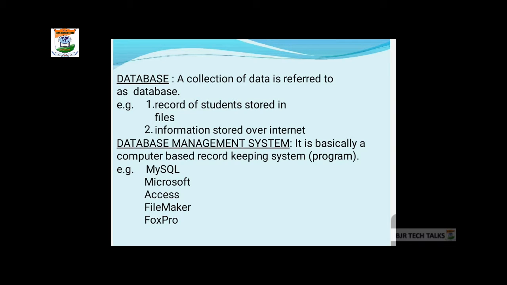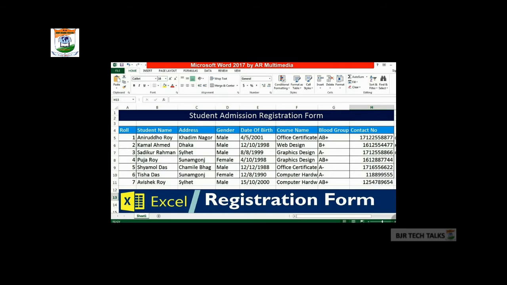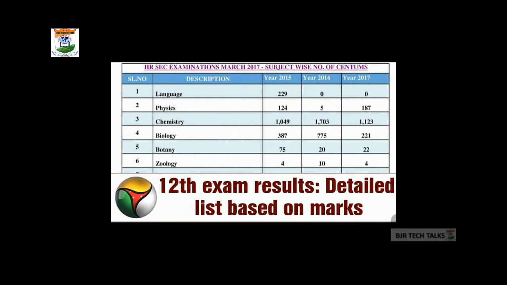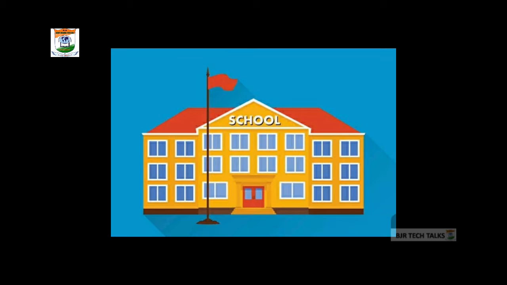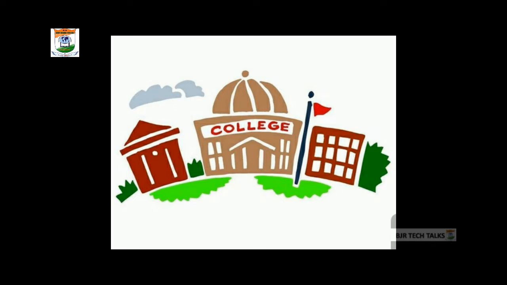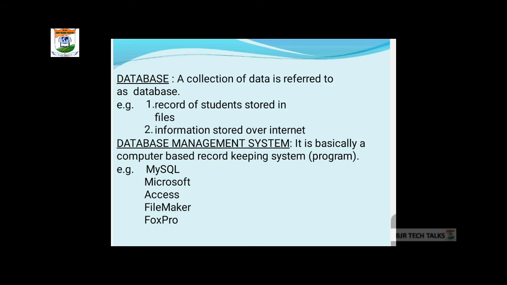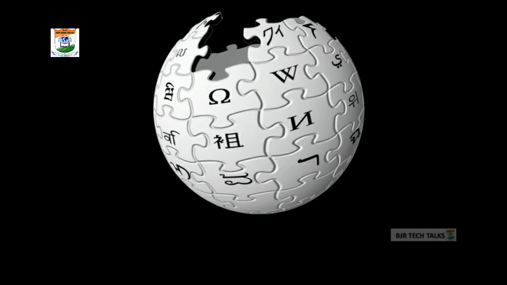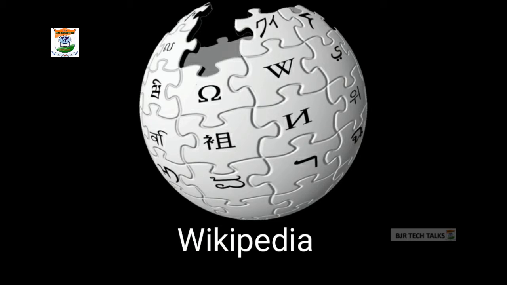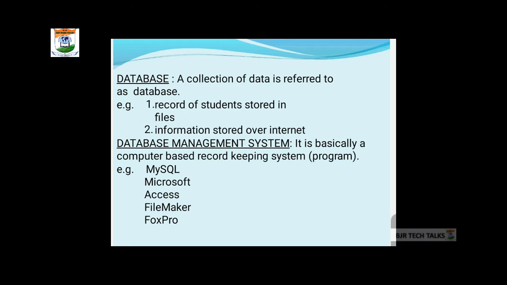Database is a collection of data where the data is collected and stored in a particular form of files. If we take the examples of admission registers, fee particulars, or any mark list, etc., of any schools and colleges or any educational institutions, here the data of students are recorded and stored in the form of files. Wikipedia, a website on the internet where you can get a huge amount of data which is collected and stored at a particular place. It is an example of information stored over the internet.